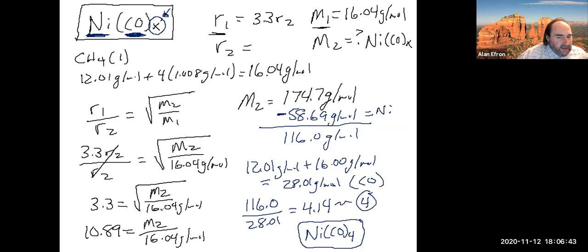Any questions on how we went from the molar mass of the compound to our x? Any questions on effusion or diffusion?